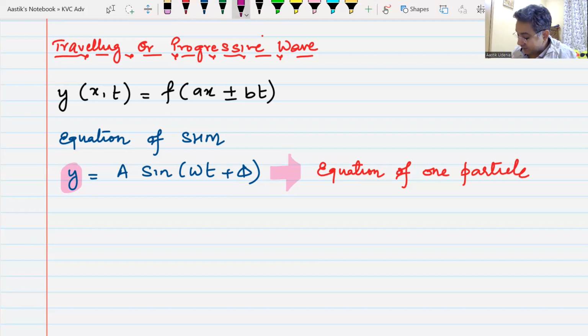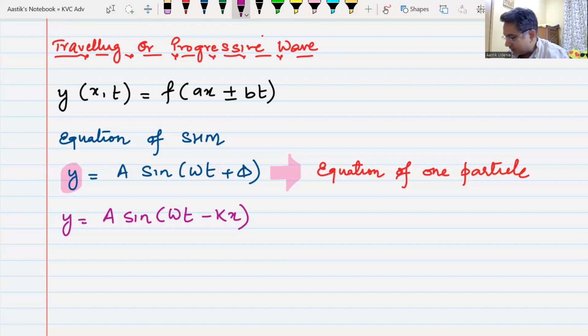I can try it like this. Y is equal to, remember, and here we are assuming that all the particles have the same amplitudes, A sine omega t minus kx, or I can write it as kx minus omega t also. Doesn't make much of a difference. Now this becomes the equation of a traveling wave, which gives us the position of all particles at all times.